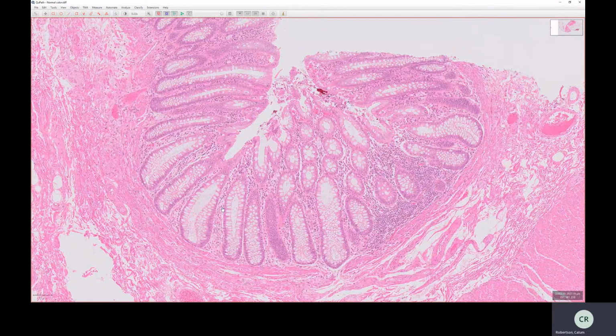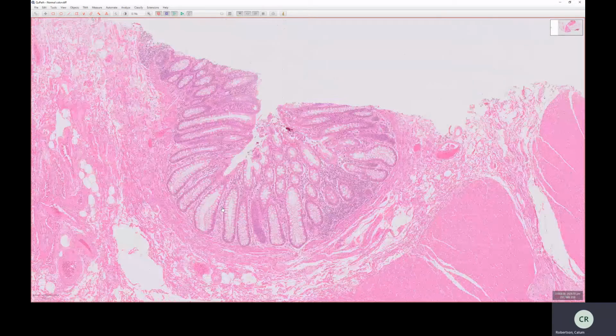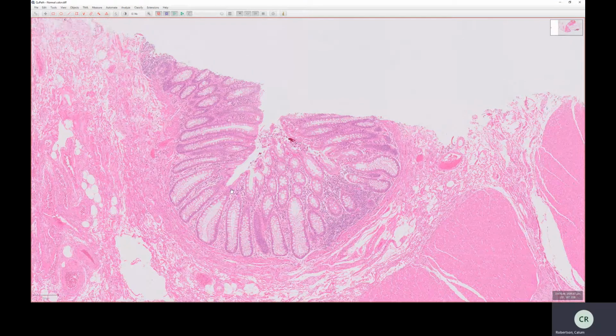And basically, the appendix looks identical too, although it often has more lymphoid tissue, more lymphoid aggregates than you see within the large bowel. But otherwise, it looks pretty much identical. And that will pretty much cover everything within the GI tract that I was hoping to cover.